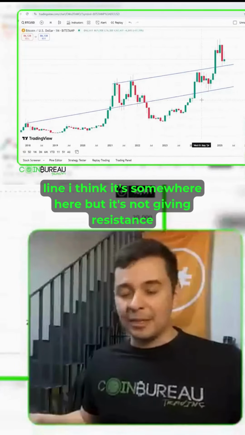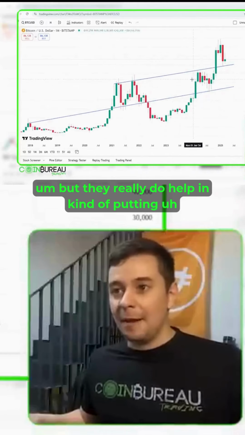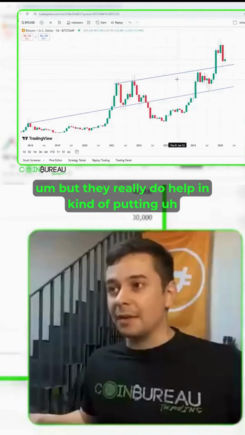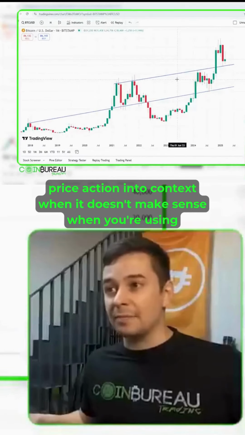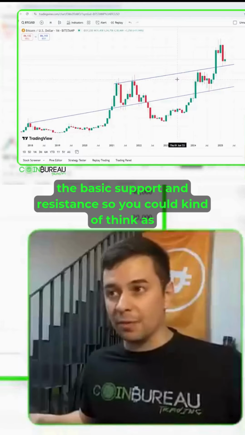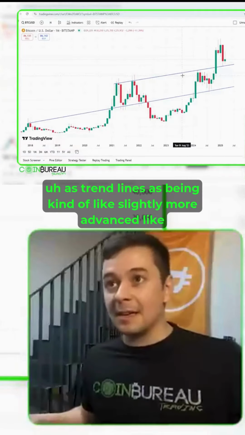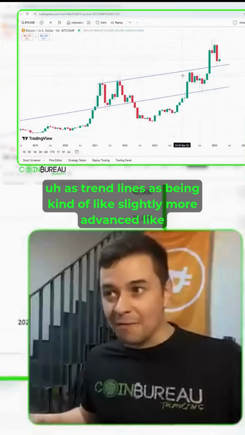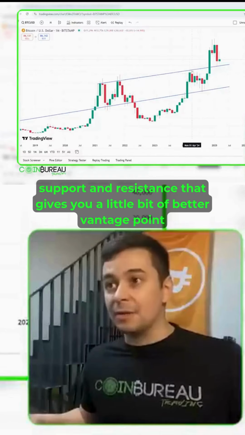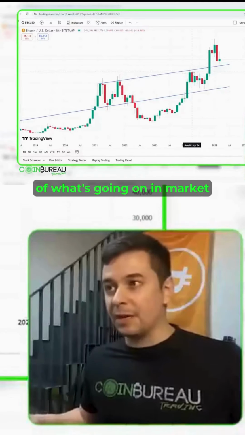They're kind of like, I don't want to say a hidden support and resistance, but they really do help in putting price action into context when it doesn't make sense when you're just using the basic support and resistance. So you could think of trend lines as being a slightly more advanced support and resistance that gives you a better vantage point of what's going on in the market.